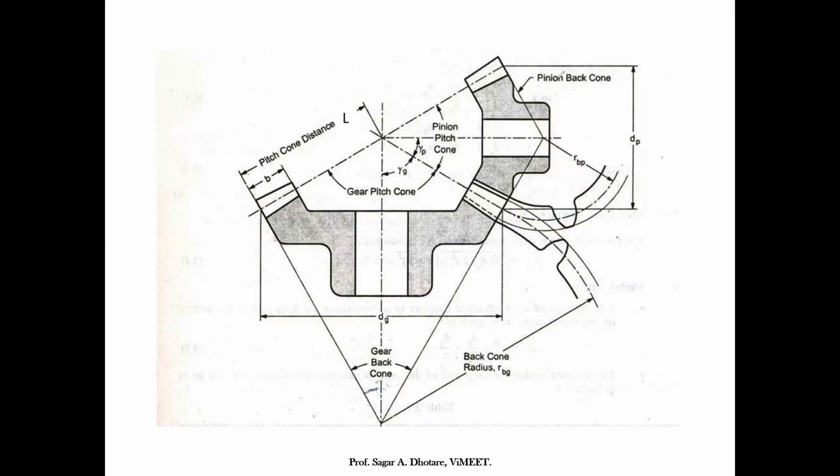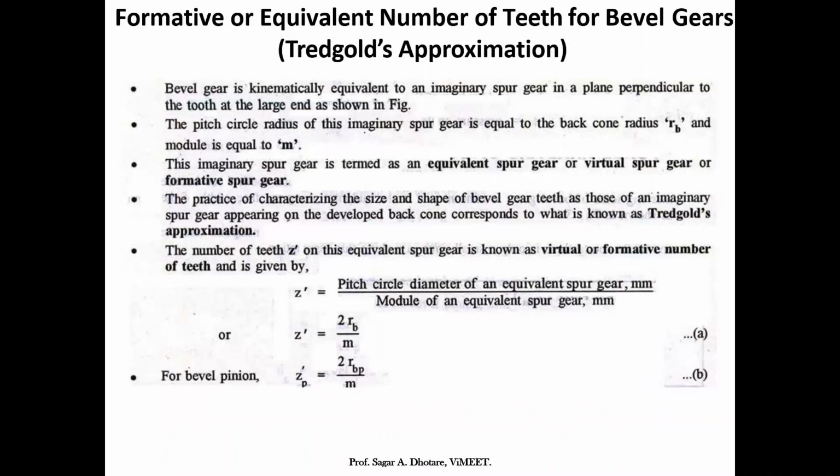The number of teeth can go in from the further slide. The number of teeth, called the virtual or formative number of teeth, z dash, is equal to the pitch circle diameter of the equivalent spur gear, that is 2 rb, divided by the module of the equivalent spur, that is m. So zp dash, the number of teeth on the pinion, is equal to twice rbp divided by module m.